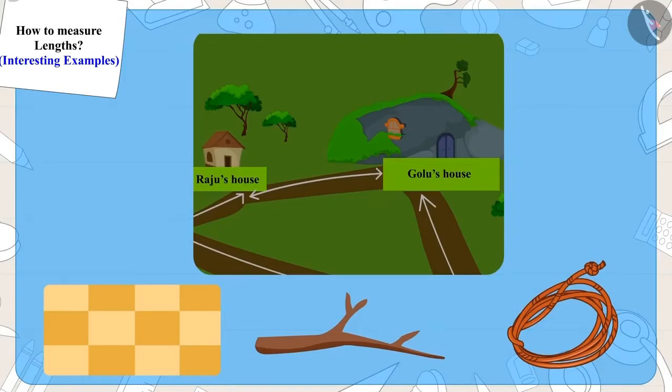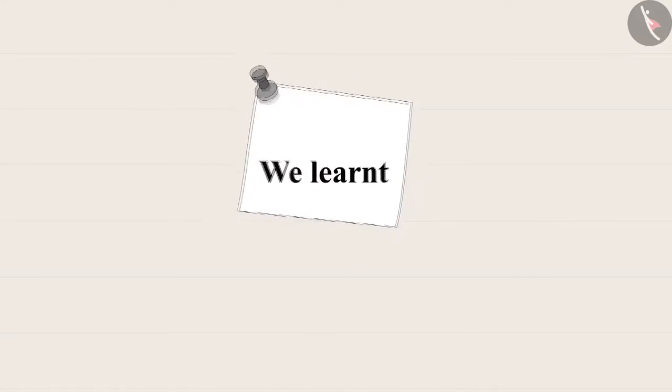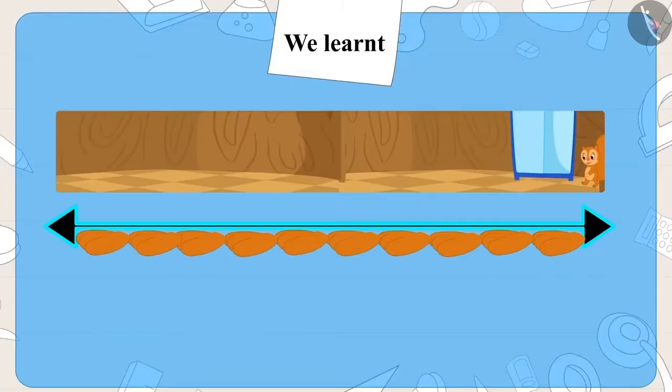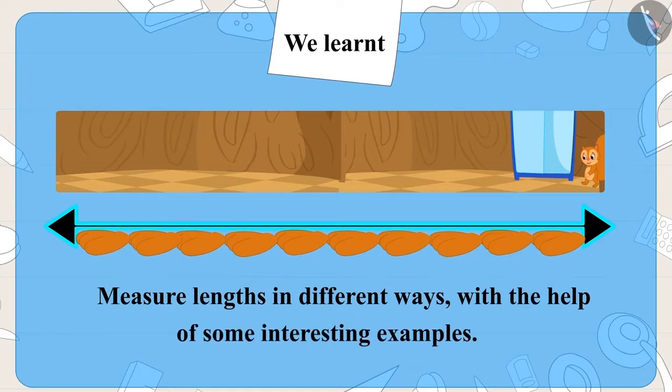Children, you can also measure the distance between two places by using the lengths of objects like a long stick, tile or a rope. Children, in this video, we learned how to measure length in different ways with the help of some interesting examples. In the next video, we will see some common mistakes related to this topic.